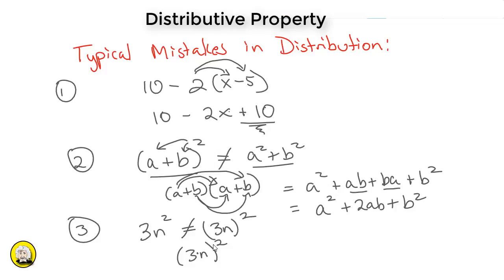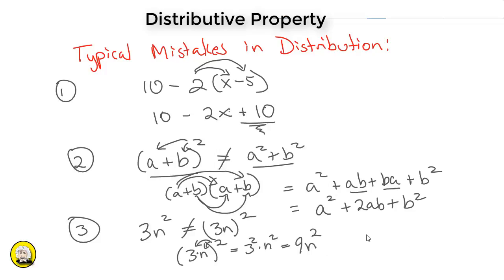We do want to apply the exponent to each individual term. We have to square the 3 and we have to square the n. And the result is 3 squared times n squared, which equals 9n squared. So you can't forget to square that coefficient of the variable as well.